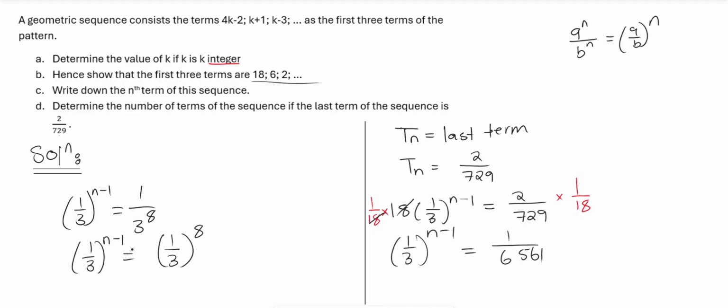And we know that once we have the same bases, we can equate the exponents. So n minus 1 is going to be equal to 8. If we take this 1 to the other side, it's going to change sign. Then your n is going to be equal to 8 plus 1, which is 9. So therefore it means that in this pattern we have 9 terms. You can give that conclusion there, guys.